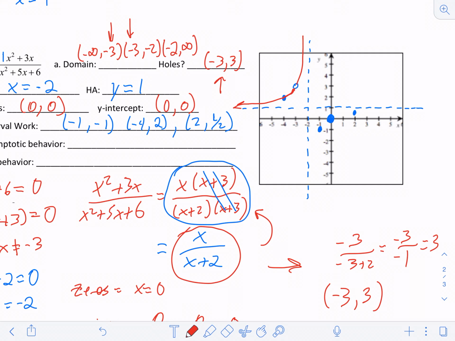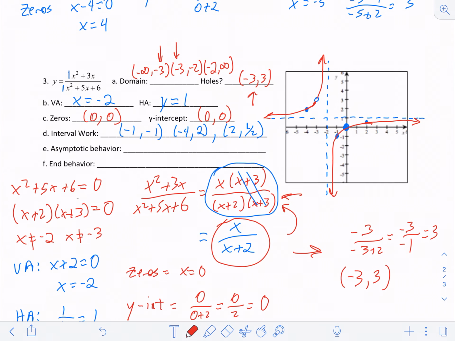Because x cannot be -3, because in my original function, I had an x plus 3 factor right here, and this says that I can't have -3 as one of my x values because I'm going to get a divide by 0. Even though they canceled, and this x over x plus 2 is an equivalent function. So I'm going to graph this, and it's going to hug that asymptote. And there is my rational function graph.